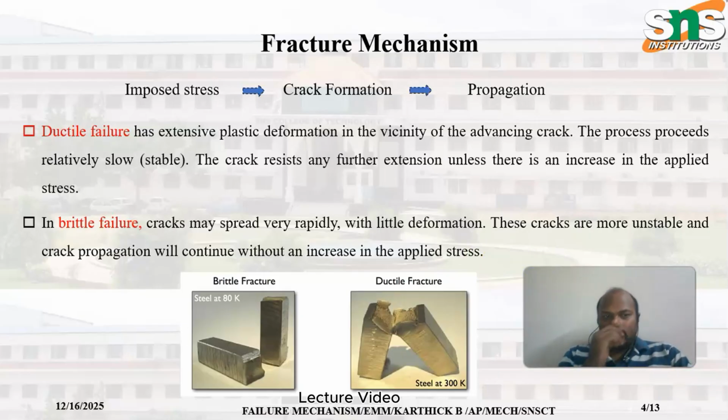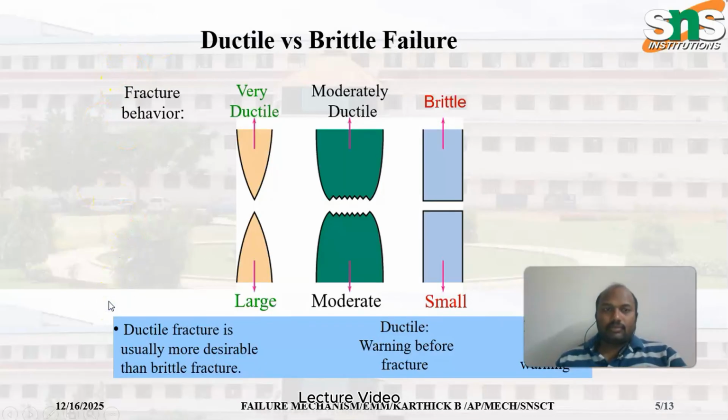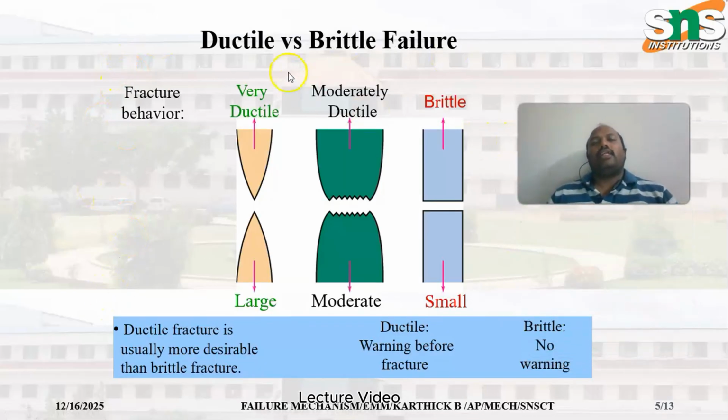any notifications before failure. It fails suddenly, and here these cracks are more unstable and the crack propagation will continue without an increase in the applied load. But in ductile, the crack grows only on applying the load. But here once the crack starts to form, even if you don't apply the load, the brittle fracture will happen, right? So the next one is the ductile and brittle failure.